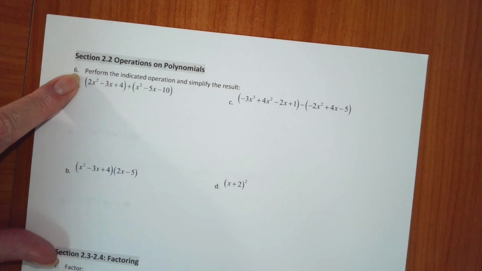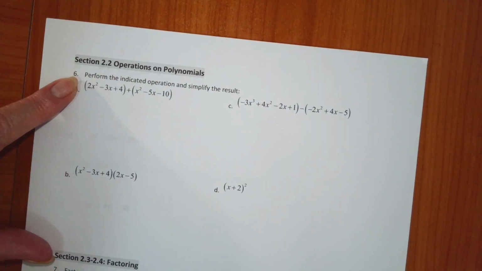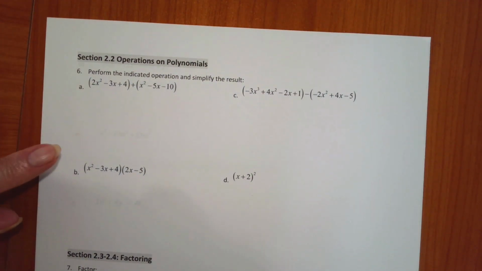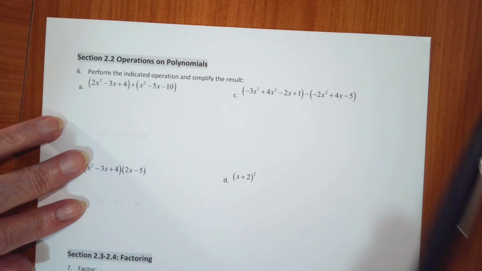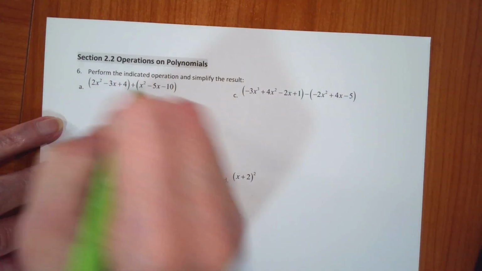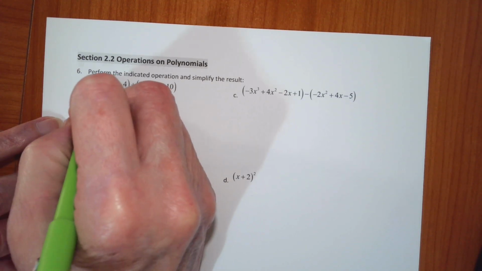Okay, perform the operation and simplify. Of course, the simplification on this, we want to combine our like terms. And you can do it vertically or you can do it horizontally. I prefer just to find my terms. So I'm adding, I don't have to worry about it.